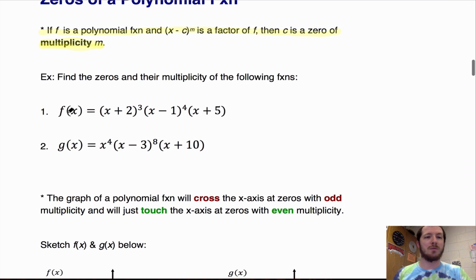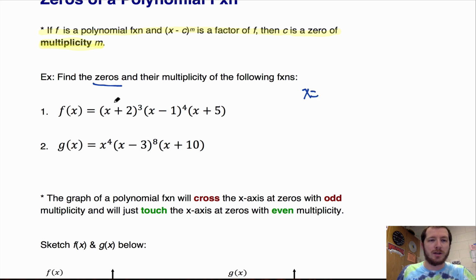In number one, we've got f of x equals x plus 2 to the third power times x minus 1 to the fourth power times x plus 5. So the first thing we want to do is pull out the zeros. Remember, zeros are the x-intercepts, they're the roots, the solutions to this equation.